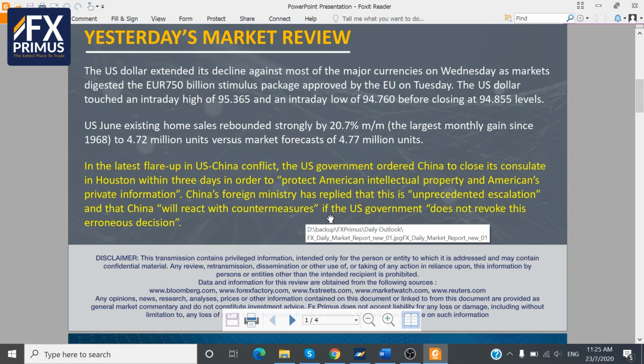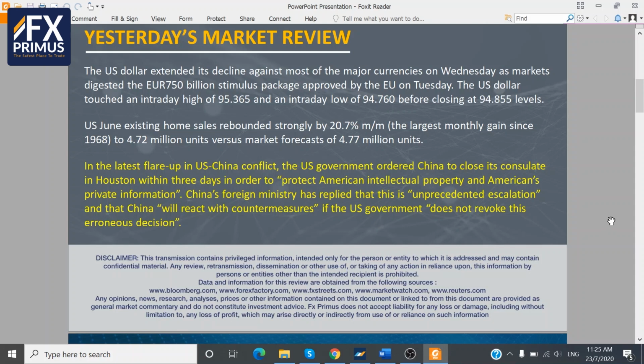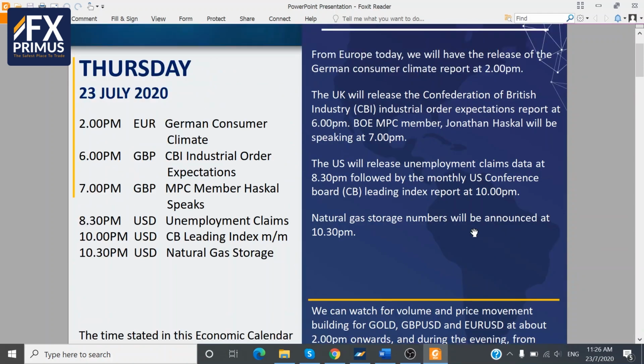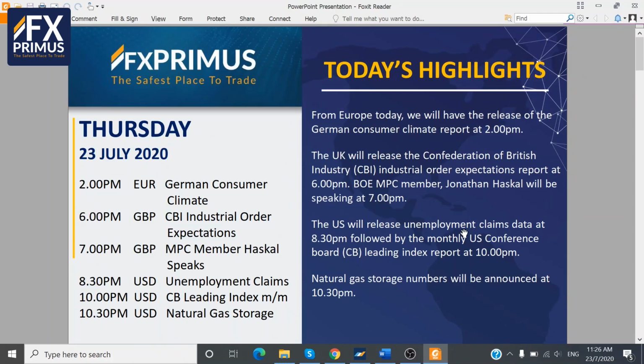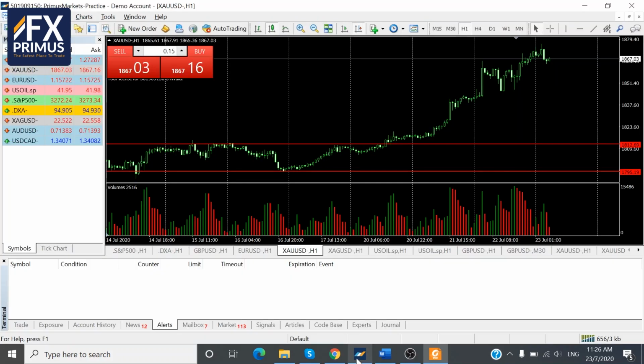So this latest order by the US government will definitely have increased the tensions between the two countries. And of course, China's foreign ministry has replied that they will react with countermeasures if the US does not revoke this decision. Okay, so things are again not looking rosy for the US and China relations. So let us have a quick look at the technical charts analysis now.